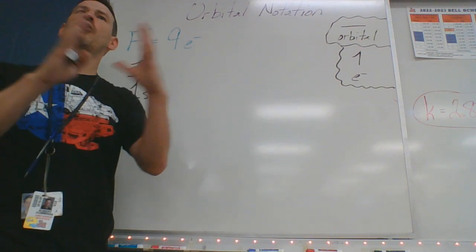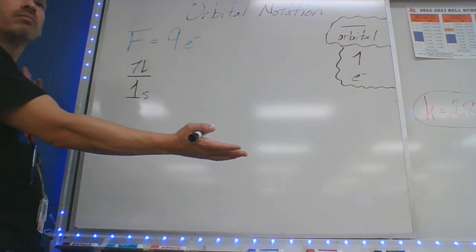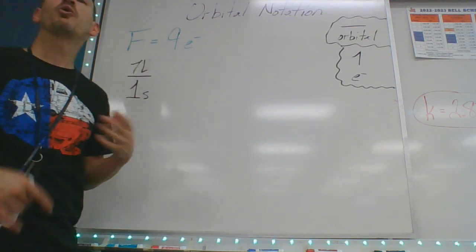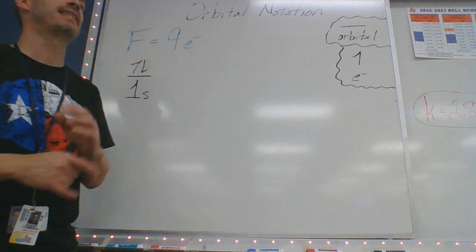How many electrons have I drawn total? Two. I've drawn two. How many am I supposed to draw for fluorine? Nine. So I know I have to keep going. Let me rephrase that question.